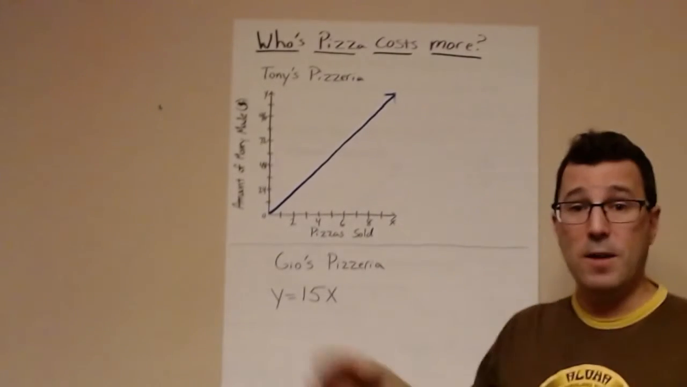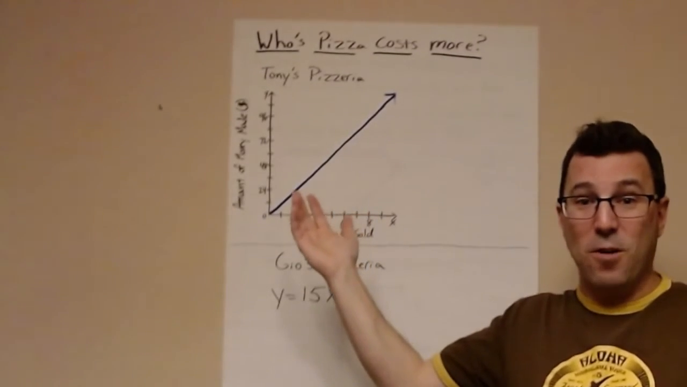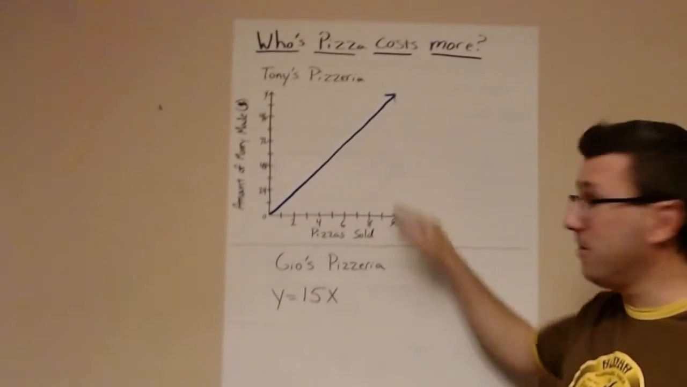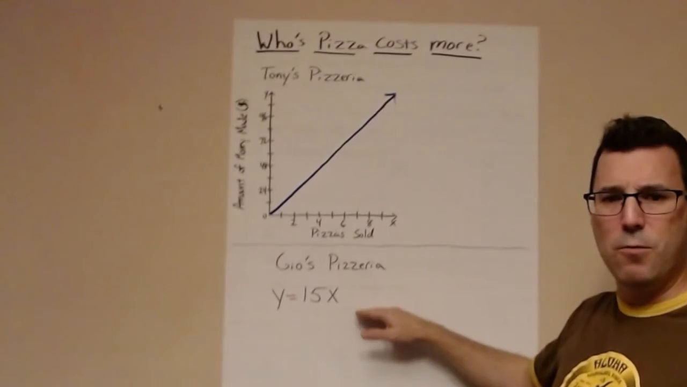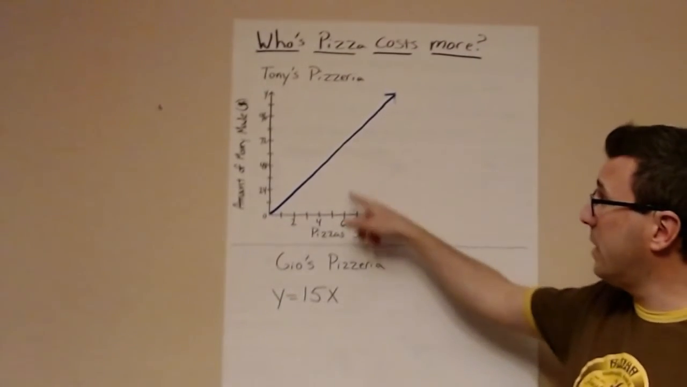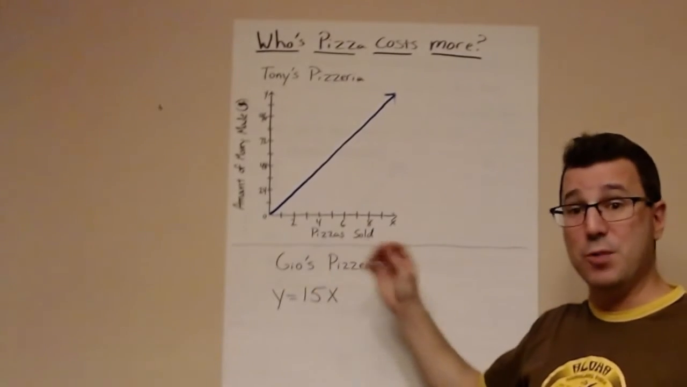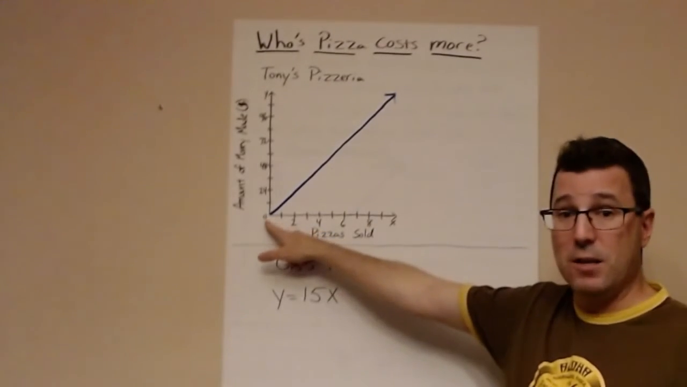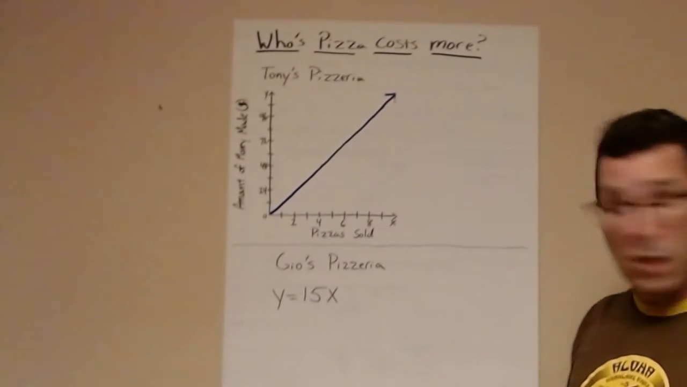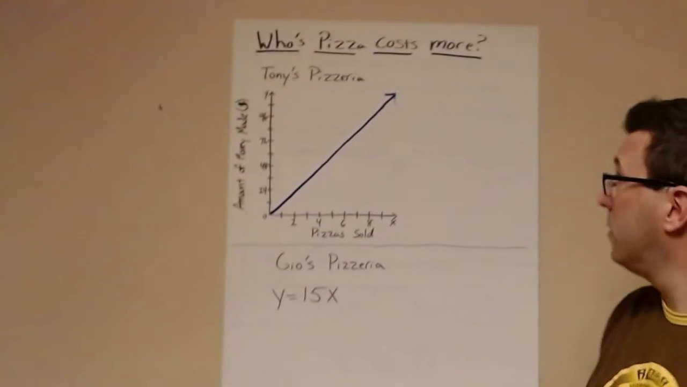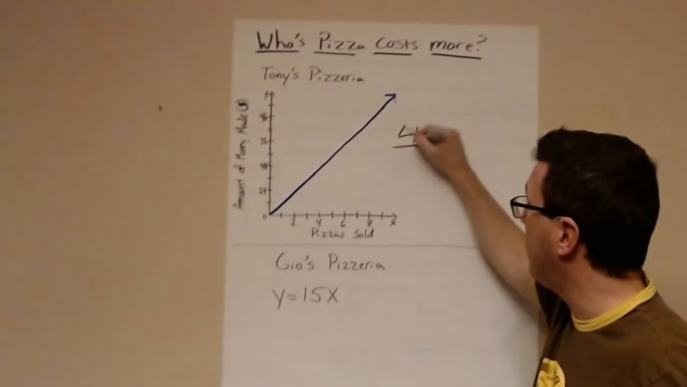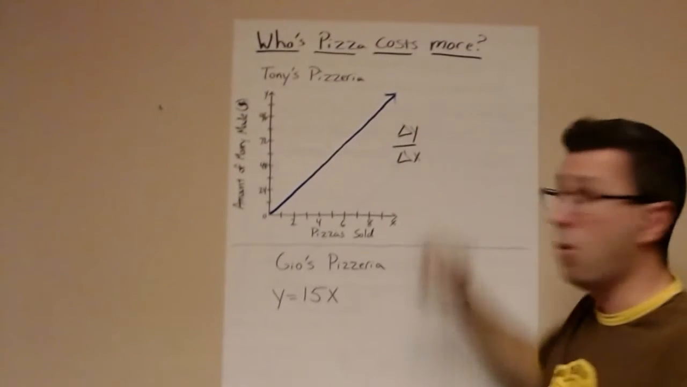So now we have here, whose pizza cost more? We got Tony's Pizzeria, which is represented by a graph, and we have Gio's Pizzeria, which is represented by an equation. So again, the graph, I see it is proportional because it's starting at 0 and it's a straight line. So what I want to do is find the change in y over the change in x.